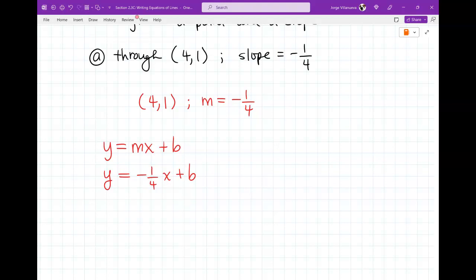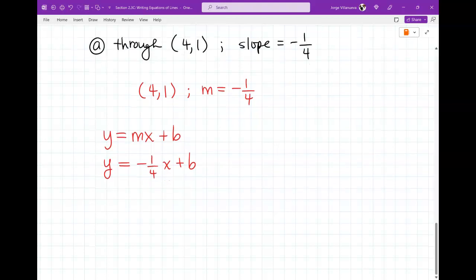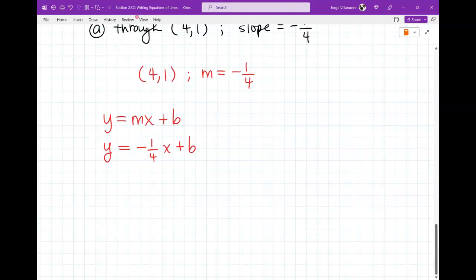The way I'm going to figure out what b is, I'm going to get my point, which is x, y, right? 4 comma 1, that's x comma y. And I'm going to plug that into the equation. So I know that 4 is x and 1 is y. So 1 equals negative 1/4 times 4 plus b. And I'm going to solve for b.